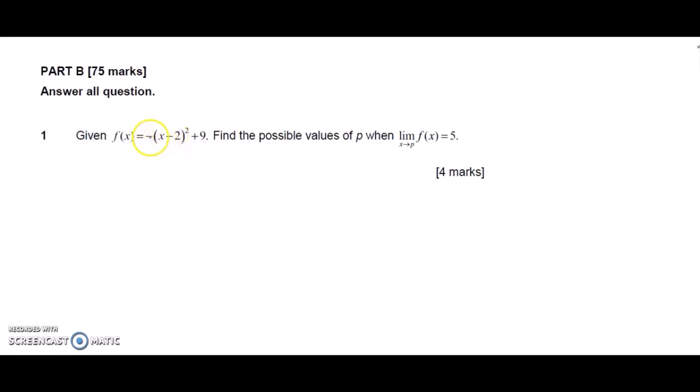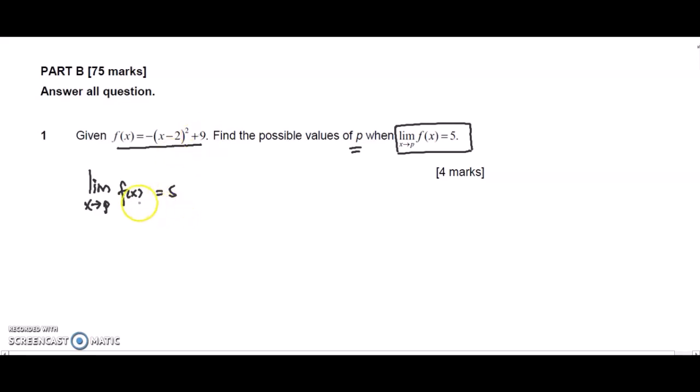So this is a discussion on Part B, Set M. Part B, we have 75 marks, and this is Question 1. Given the function f(x) as this quadratic, find the possible value of p when this limit is given. We are using this information, the limit of f(x) when x approaches p is equal to 5. Using this information, I will try to form an equation involving p and solve for p.